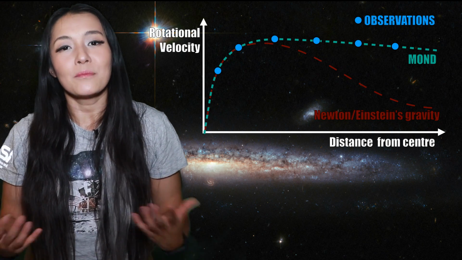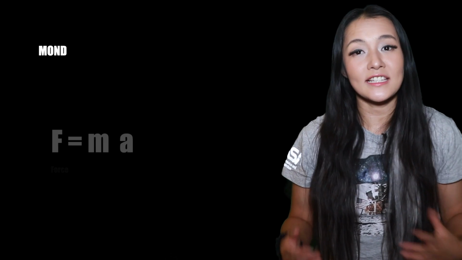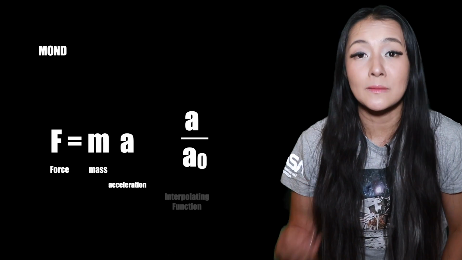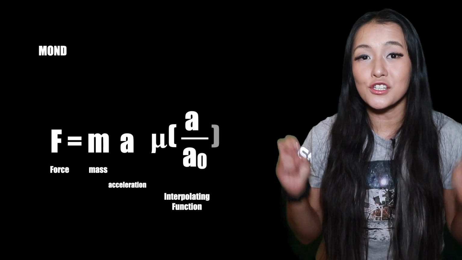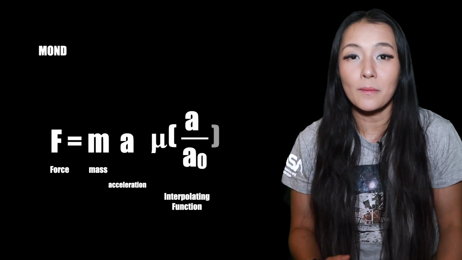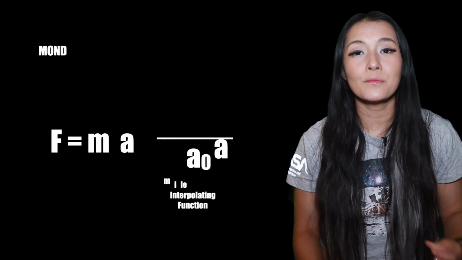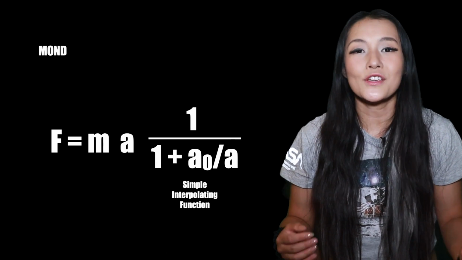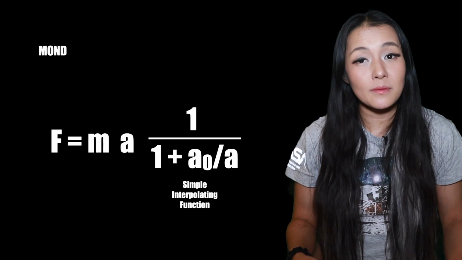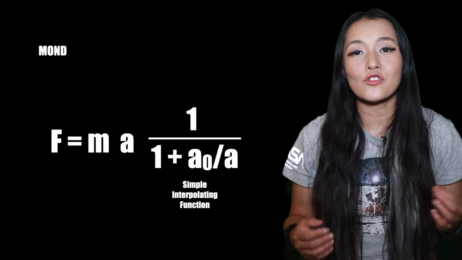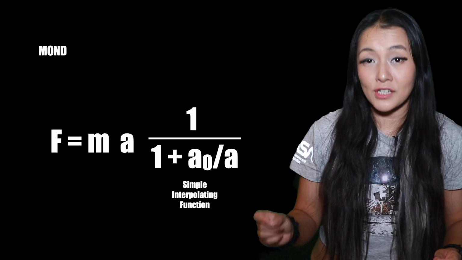Again, visually, MOND looks very similar to Newton's law. Fn here is the Newtonian force, m is the object's mass, a is its acceleration. But we now have this correction term mu known as the interpolating function. The most common definition of mu is the simple interpolating function, which takes the following form. Here, a0 is a new fundamental constant, which marks a transition point between the Newtonian and deep MOND regimes.